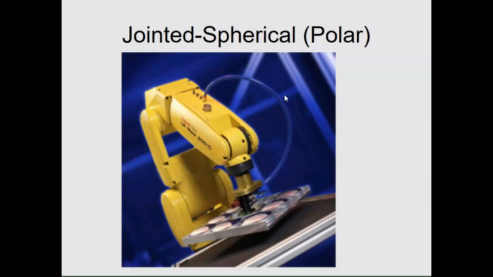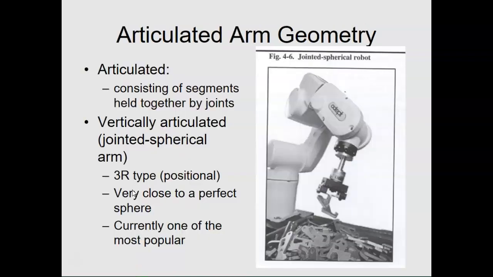Then we get to the jointed spherical. It's the one we think of as an actual industrial robot. It's very close to what that is right there. Jointed spherical, or polar, is pretty much what we use a lot of. They're very versatile. The word articulated means that it's a lot of segments held together by joints.